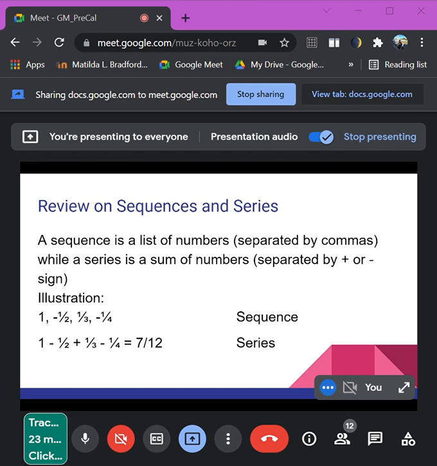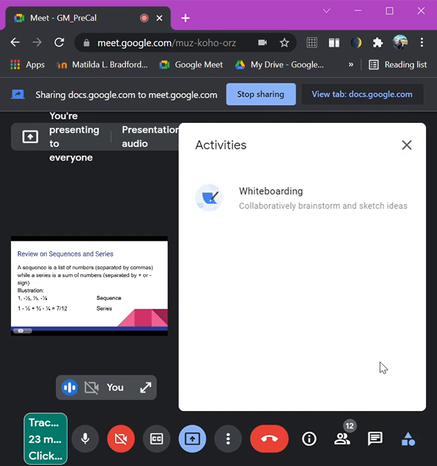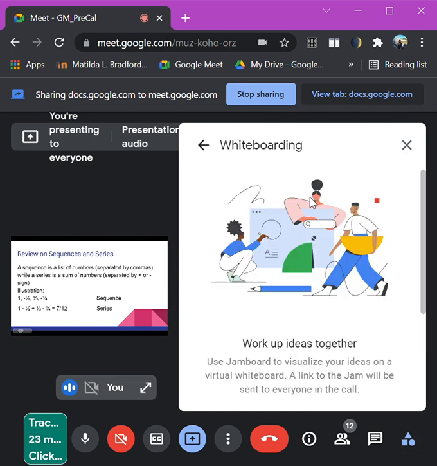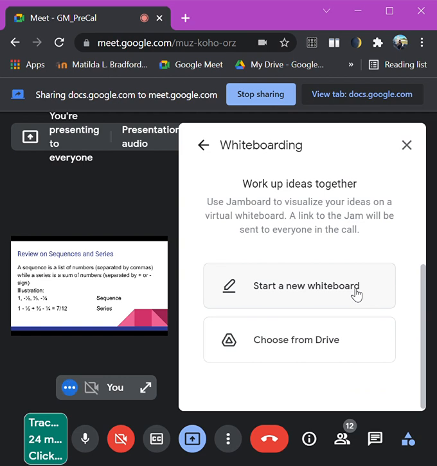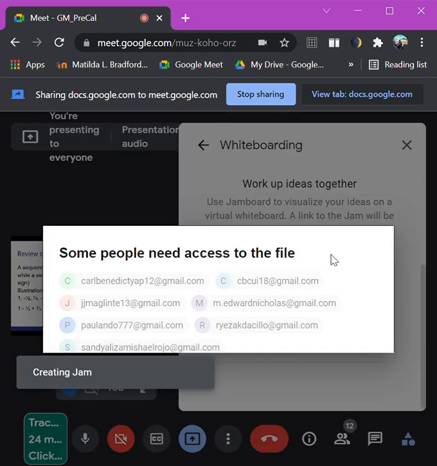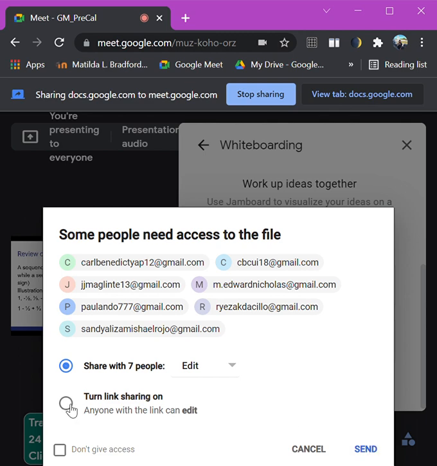Okay, so that is sequence and series, class. Okay, remember, we're not talking here yet about arithmetic, geometric, harmonic. This one is solely for sequence and series. Okay, nasabtan ra, class? So just remember that if we have a sequence, it is separated by commas, while our series is separated by plus or minus sign.